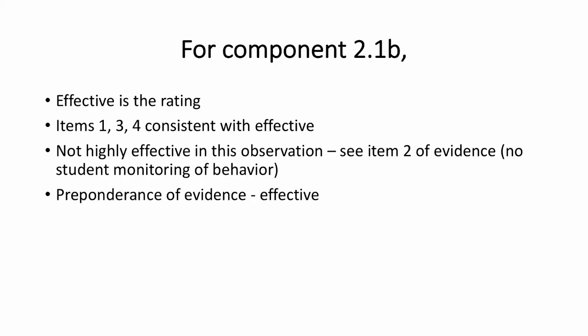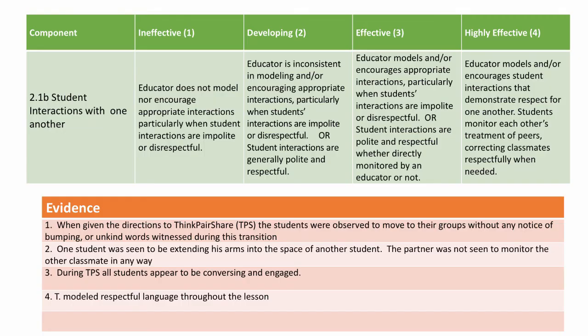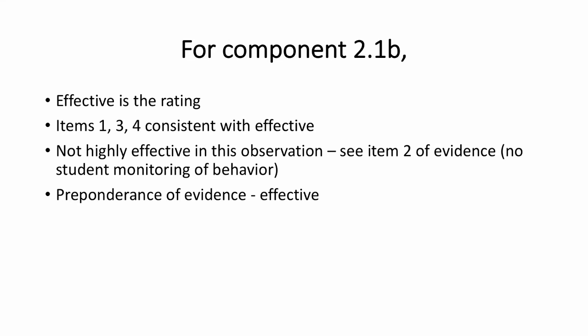After we looked at that evidence, for component 2.1b, the rating is effective. The items 1, 3, and 4 are consistent with effective based on the rubric language. If you look at item 2 of evidence, it said that there was no student monitoring of behavior. This is not highly effective in this observation. The preponderance of evidence falls under effective.